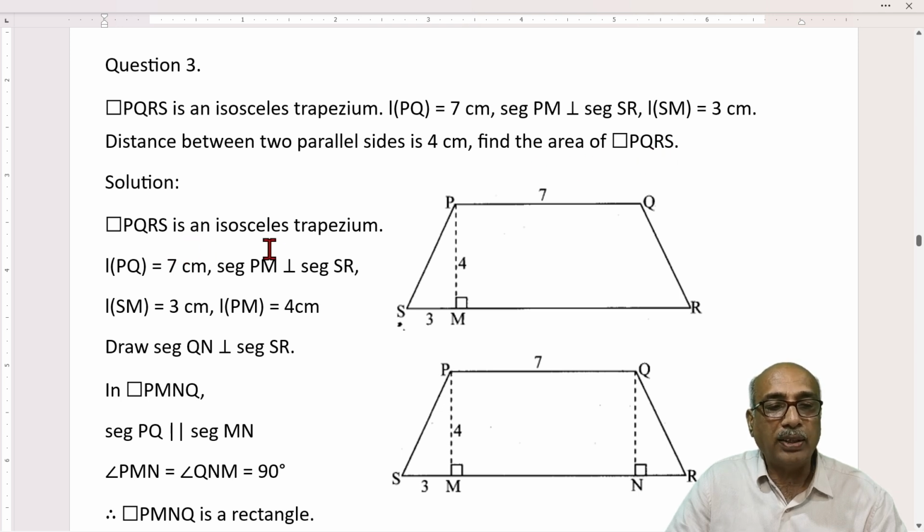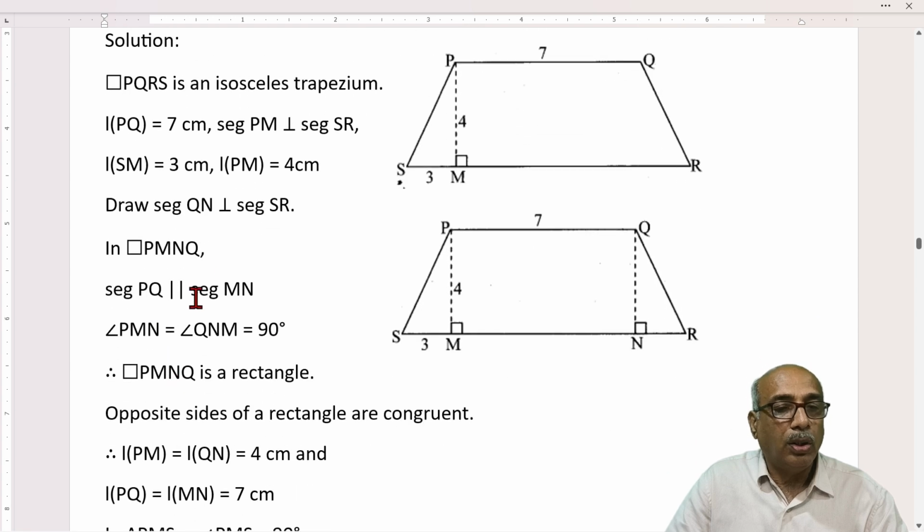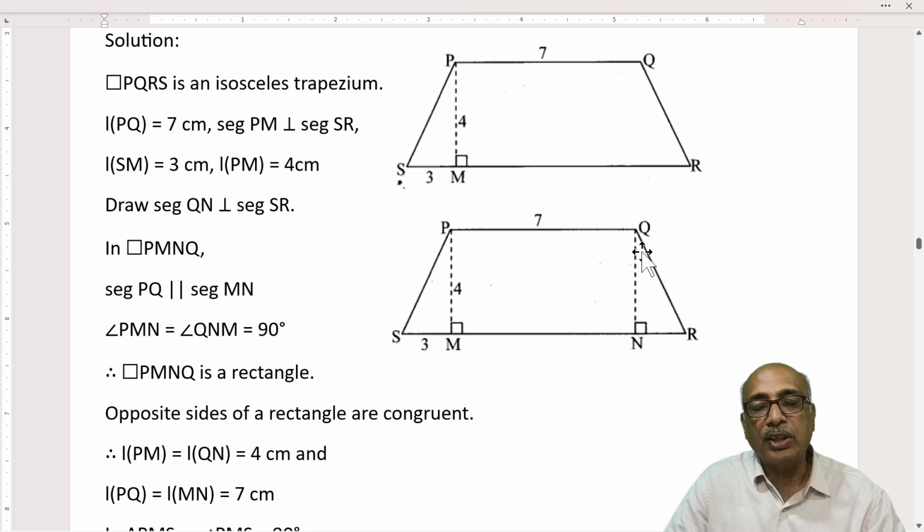Quadrilateral PQRS is an isosceles trapezium. So PQ equals 7 centimeter. Segment PM is perpendicular to SR. SM equals 3 centimeter. PM equals 4 centimeter. Draw QN perpendicular. Here we are doing the construction. Why? Because this will become a rectangle. Very clear?